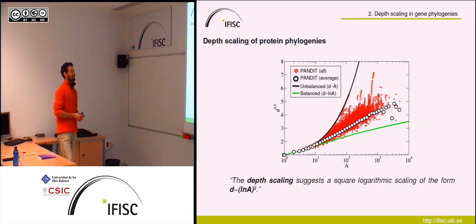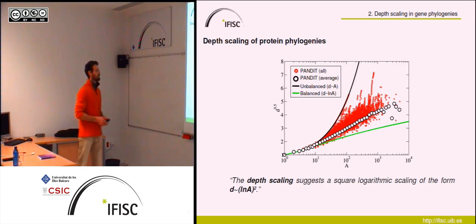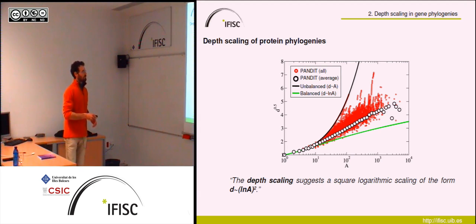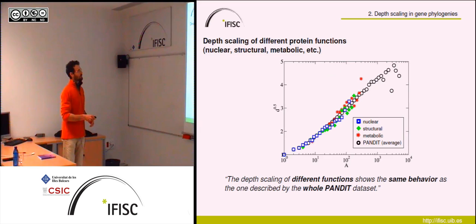In the analysis of the depth scaling for the organism phylogenetic trees, what we observe is that this scaling suggests a square logarithmic scaling with the branch size, lying between the two extreme topologies. On the one hand, the linear dependence of the fully unbalanced phylogenetic trees, and on the other hand, the logarithmic dependence of the fully balanced trees.